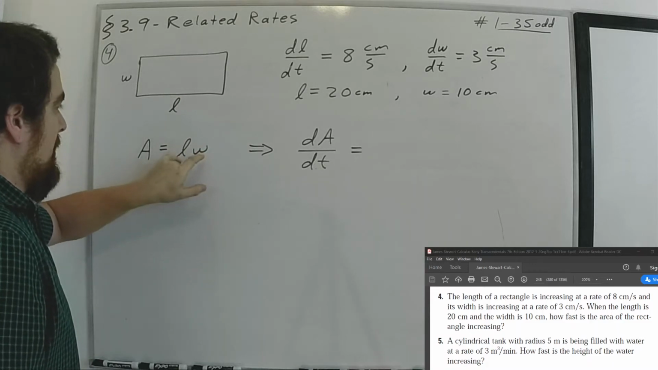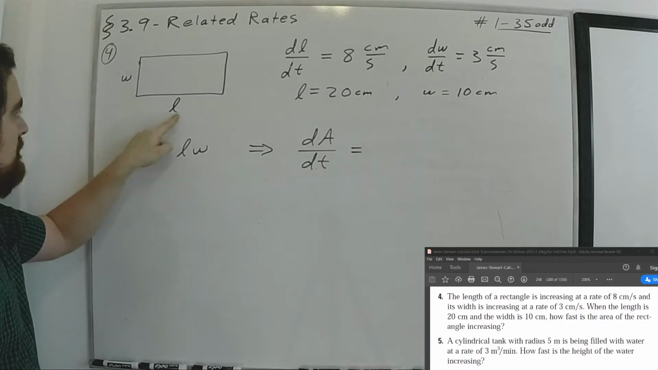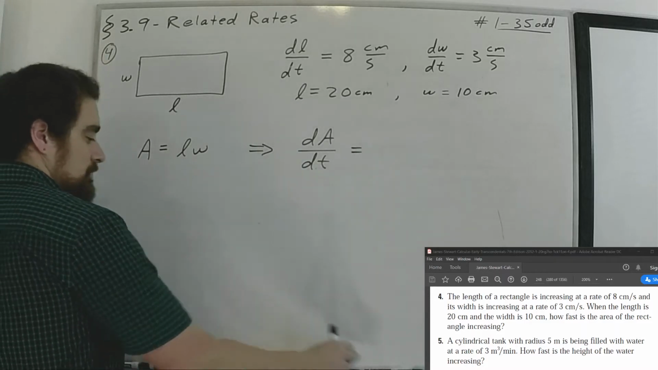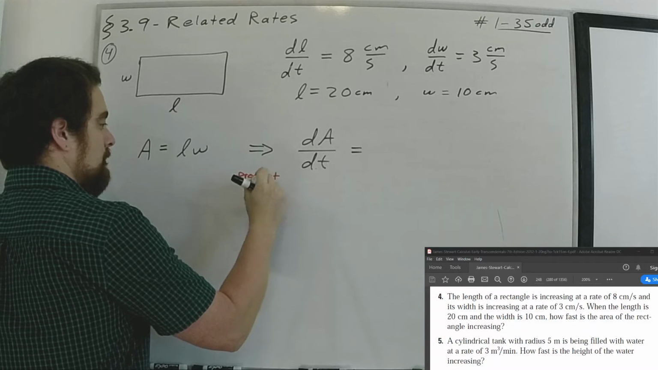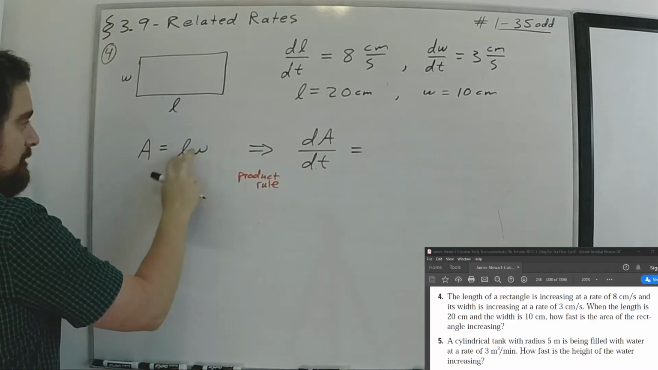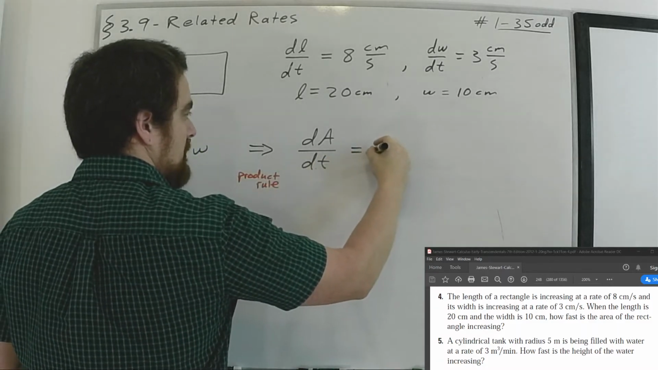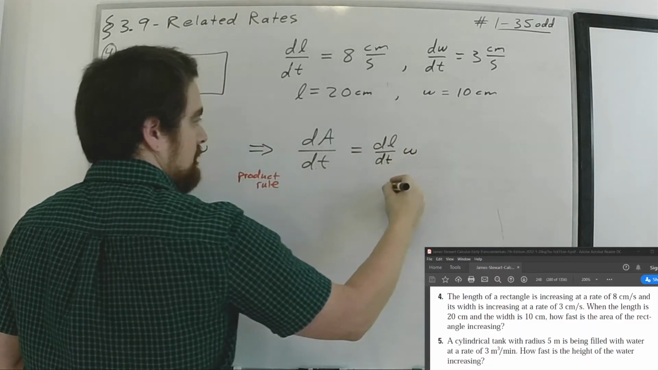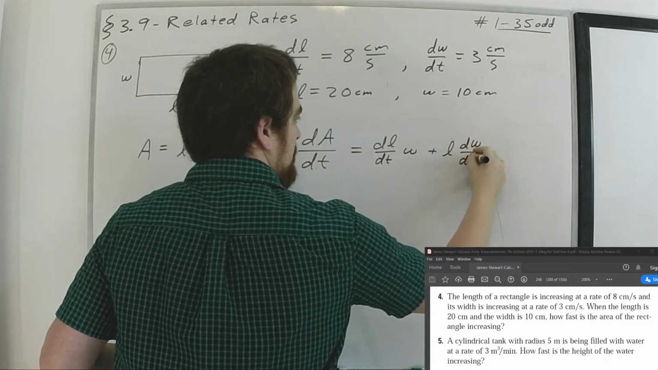but both L and W are varying, right? And they're not the same. This isn't W and 2W, so it's not like I can rewrite everything in terms of one variable. I have to use a product rule. And that product rule says both of these are varying. They're both variables. So when I take their product and I differentiate it, I get the derivative of the first times the second plus the first times the derivative of the second.